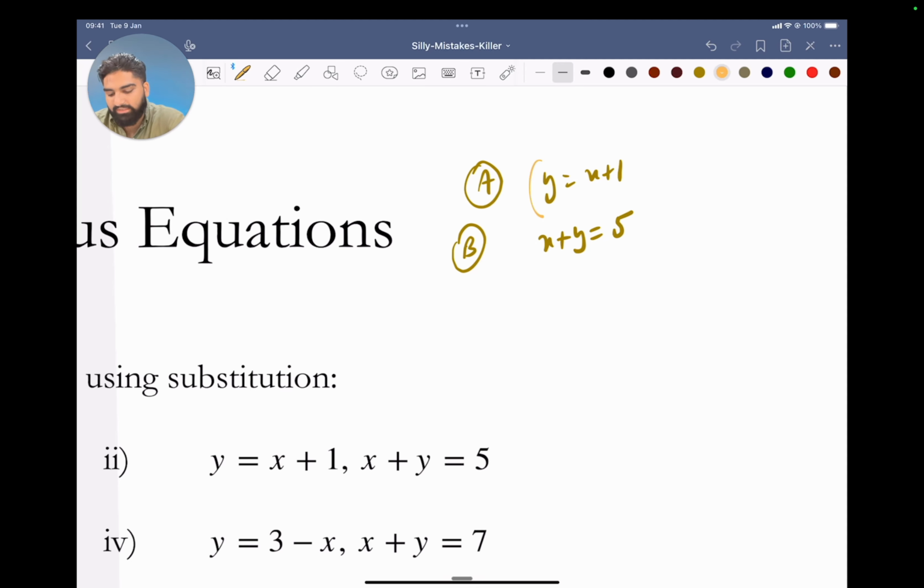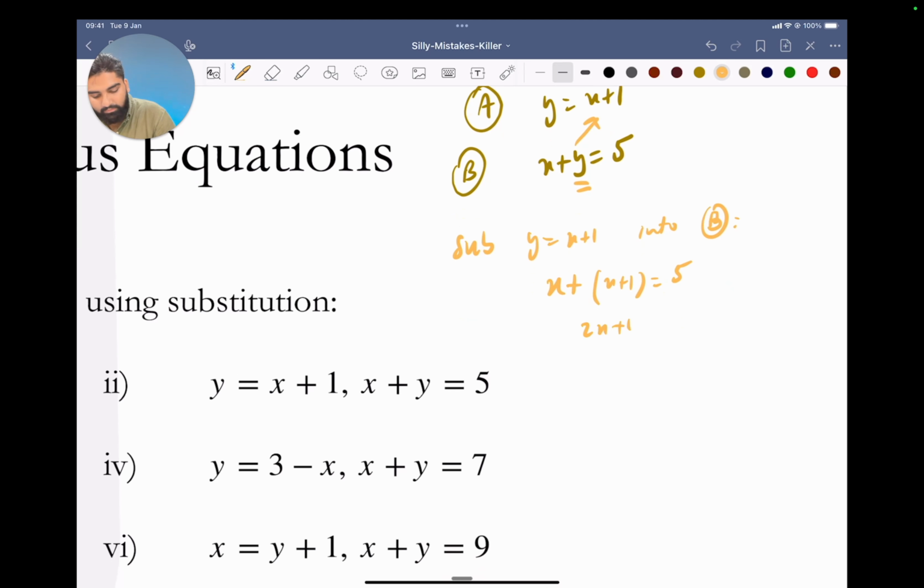Now, when you're using substitution, one of them has to be the subject. You see how y is the subject here? What I'm going to do is sub in y is equal to x plus 1 into equation B. That means I'm going to change this to that because that's what y is, right? y is x plus 1. And what you get is x plus y plus 1. Sorry, x plus x plus 1 is equal to 5. And then you simplify this. You get 2x plus 1 is equal to 5. That becomes a basic equation. And you're going to get what? 2x is equal to 4. So therefore, x is equal to 2.